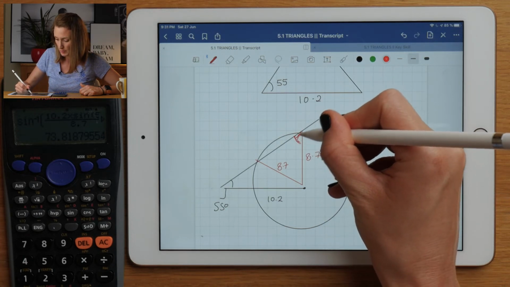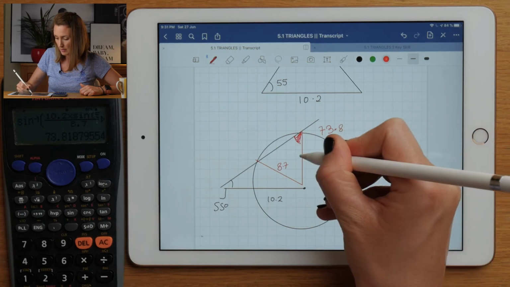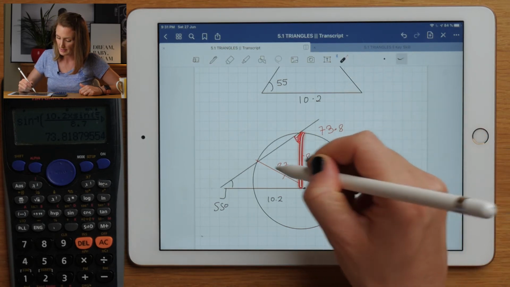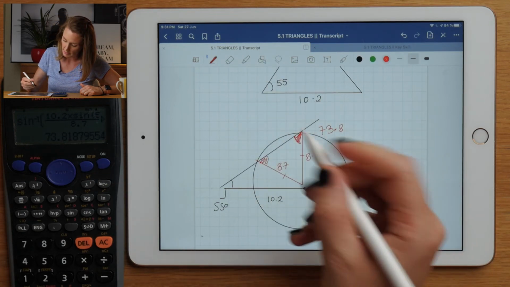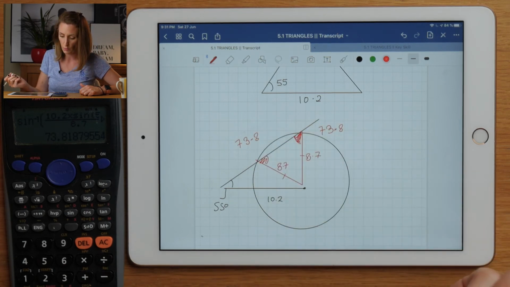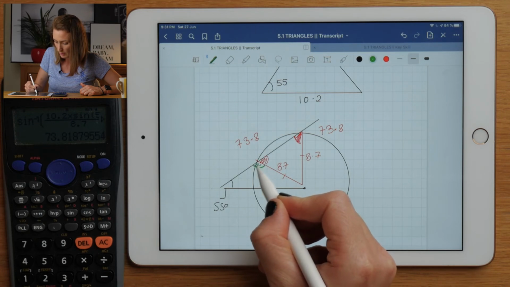Now the interesting thing is that we have already worked it out for the acute one. This would be the acute one, the smaller one, so this is 73.8. Now this has to be an isosceles triangle because this length is the same as this length, which would mean that this option here would also be 73.8 if we're going to one decimal place. So the second possibility would be this triangle.